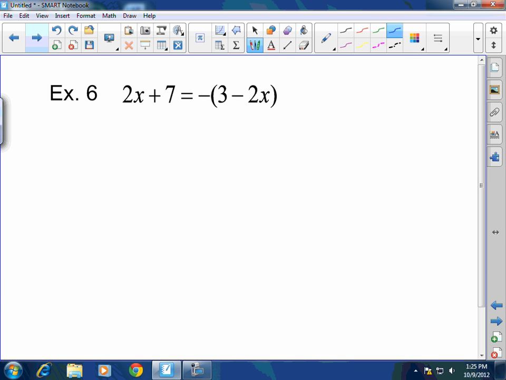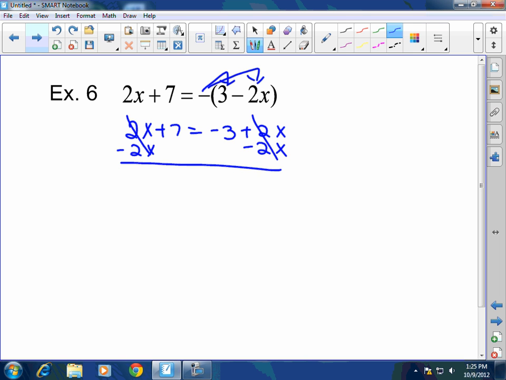So, for example, here you can go ahead and go. I'm just going to finish this up for your video. You got 2x plus 7 equals, distribute, negative 3 plus 2x. Subtract 2x to both sides. Does 7 equal negative 3? No. That is false. And when it's false, it's going to be no solution.